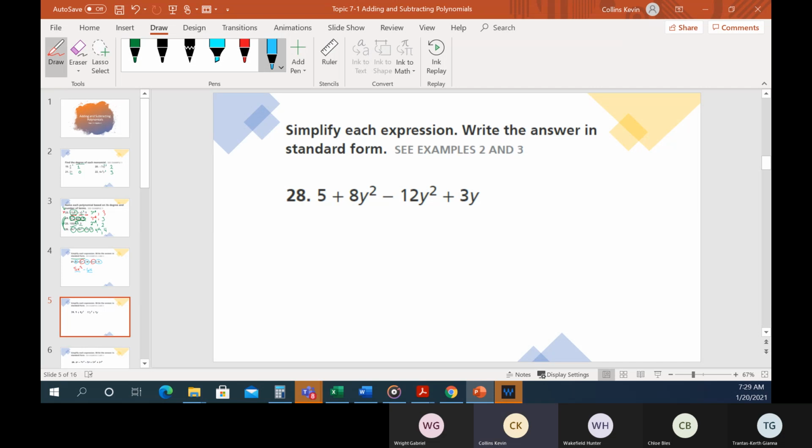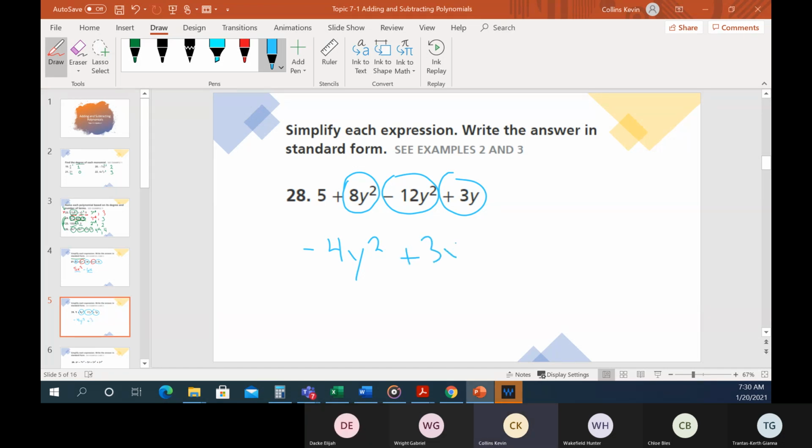All right, so this is pretty much second verse, same as the first. So again, let's simplify each expression, write the answer in standard form. So we find our biggest exponents. In this case, looks like it's going to be a y to the second. So I've got 8y squared minus 12y squared. So 8 minus 12, that's going to be a negative 4y squared. The other two guys, there's nothing to add, so we just bring them down in order, right? So this is going to be plus 3y. And then this will be plus 5.